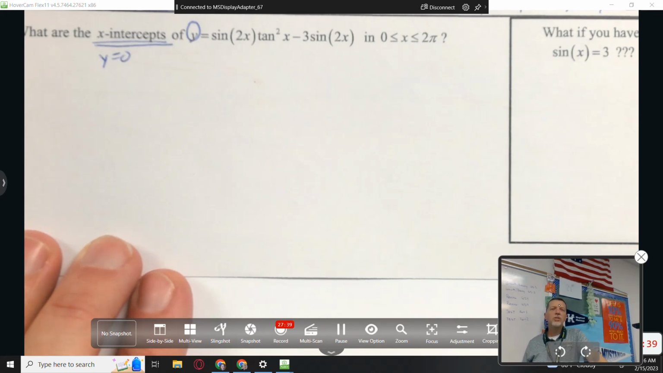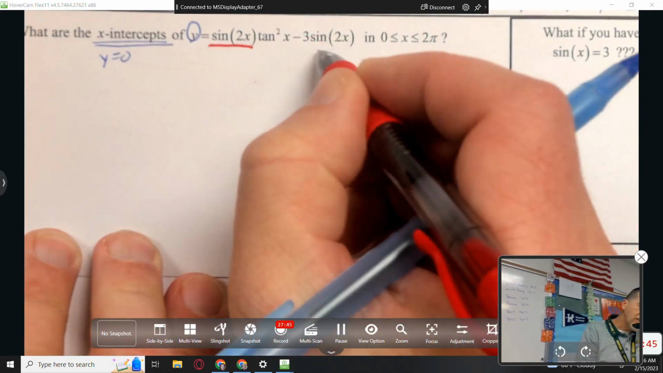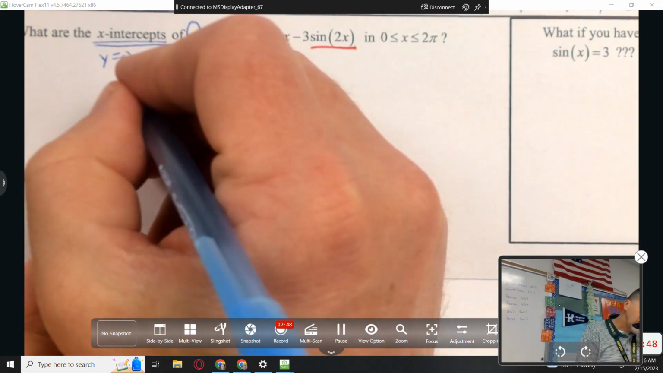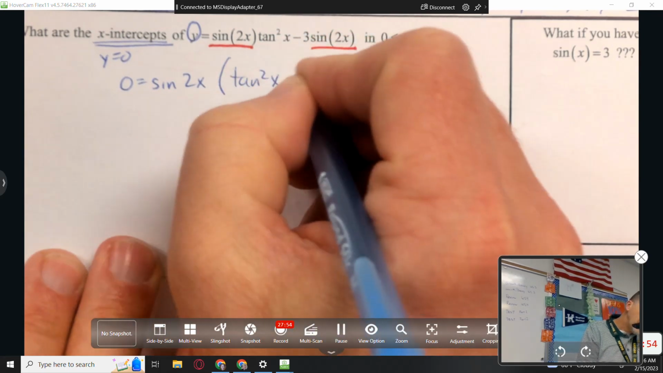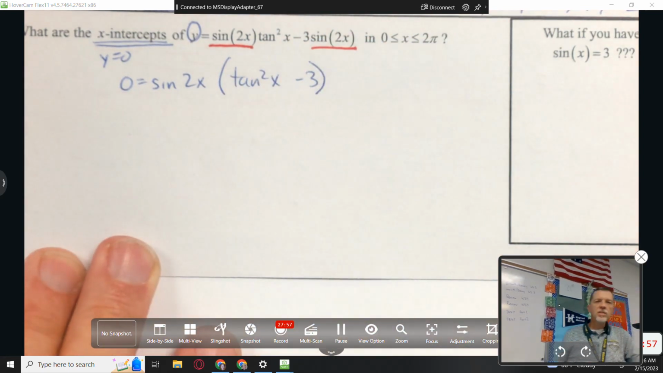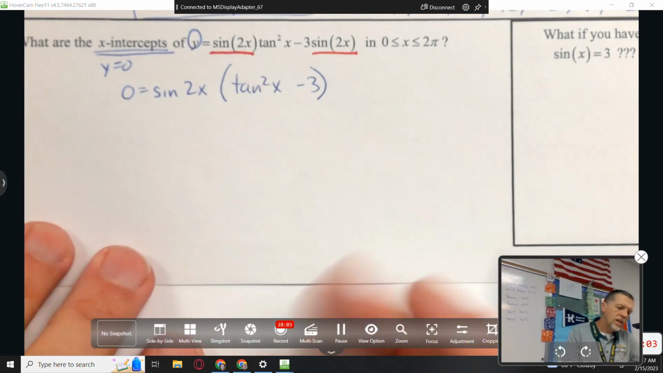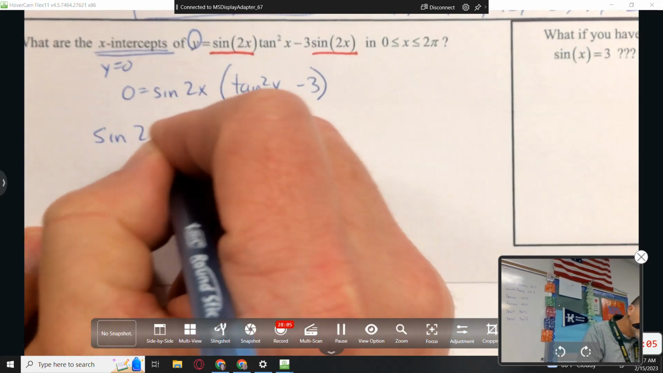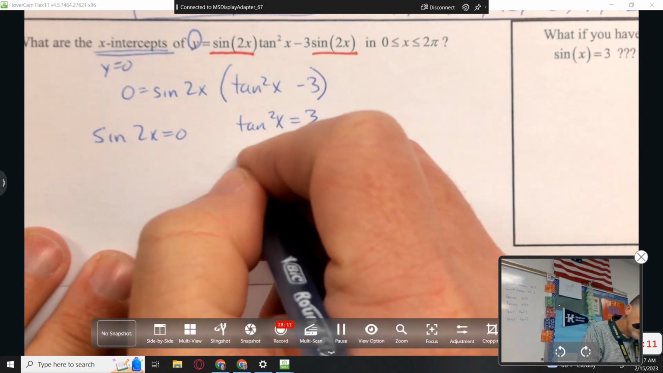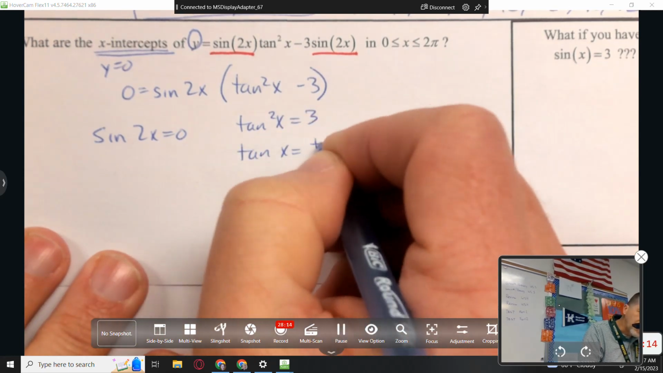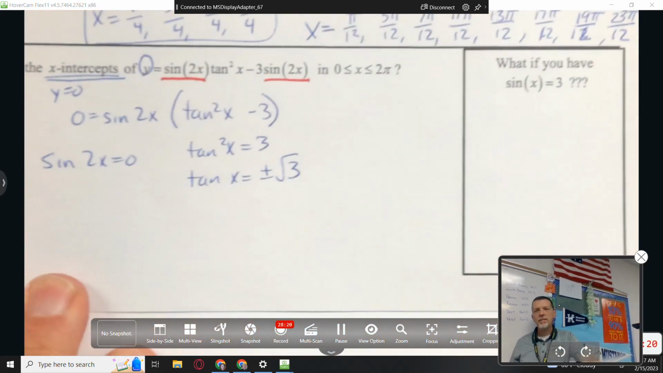You see what we need to do, or what we can do first on that? Factor out the sine of 2x. And then set both of those equal to 0. I'm going to bail on this problem because there's nothing new in it. It's got the doubling thing, it's got the plus or minus thing, but that's fine.